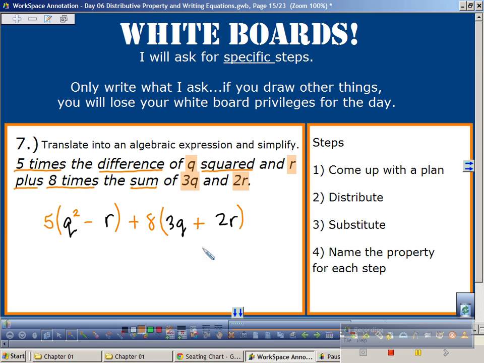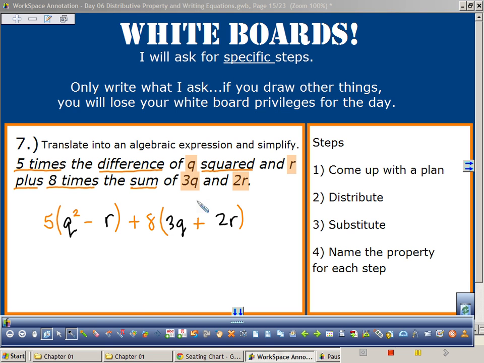Let's rewrite. Where am I going to start? No, no, no. Let me reword my question. Where am I going to start when I'm translating a sentence? With the variable. I'm going to start with the variable and work my way backwards. Okay, so let's finish this. So, I just translated the sentence. What's my first step? Let's come up with a plan.